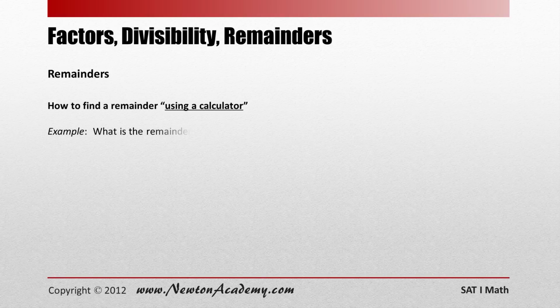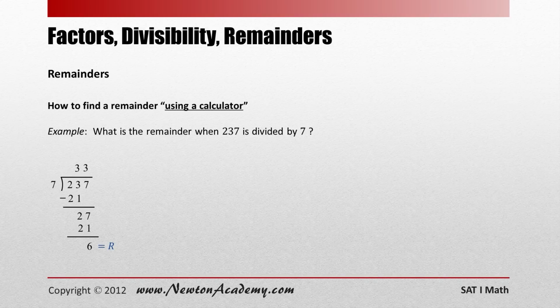Let's say you're dividing 237 by 7 and trying to find the remainder. If you don't have a calculator, this is what you do, and the remainder is 6. But when you have a calculator, please don't do this. You don't have to. Just punch in 237 divided by 7 and you get 33.857 and so on. Subtract 33 from here and multiply by 7. And voila, you get 6. And that is the remainder.